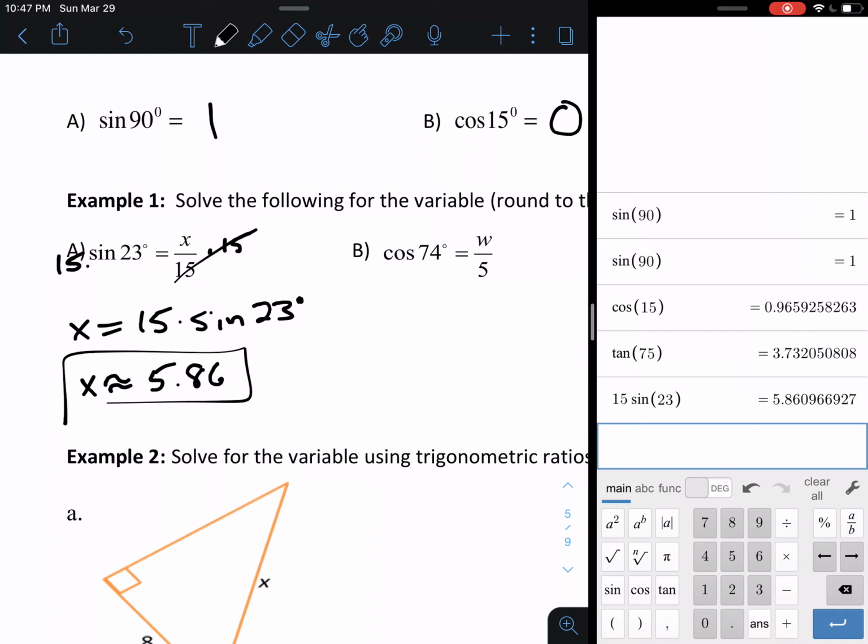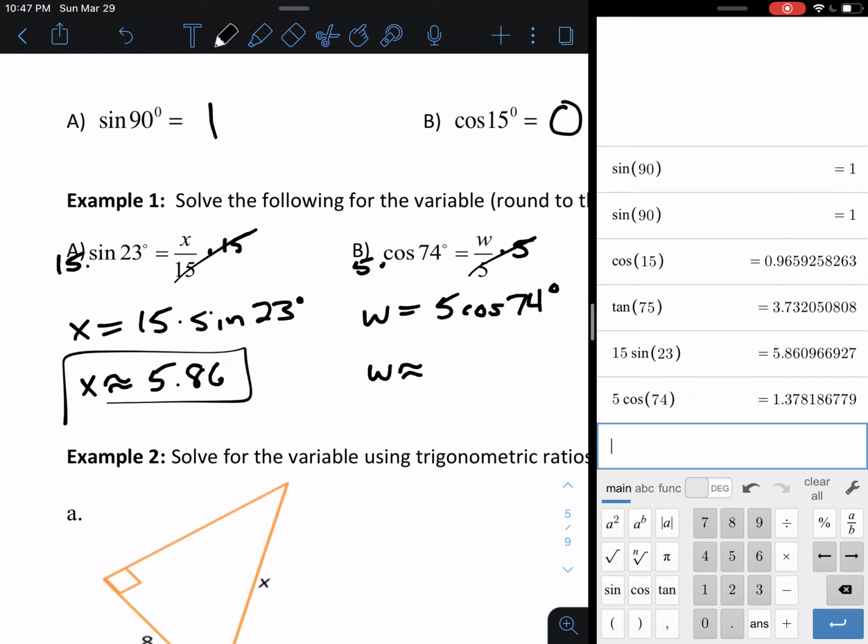Okay, so for B, we'll do pretty much the same thing. In fact, if you wanted to try it on your own, you could pause the video. I'm going to go ahead and start working through it though. To solve for w, multiply each side by 5. And you get that w is equal to 5 multiplied by the cosine of 74 degrees. Then we just need to type that into our calculator. 5 cosine of 74 is approximately 1.38.